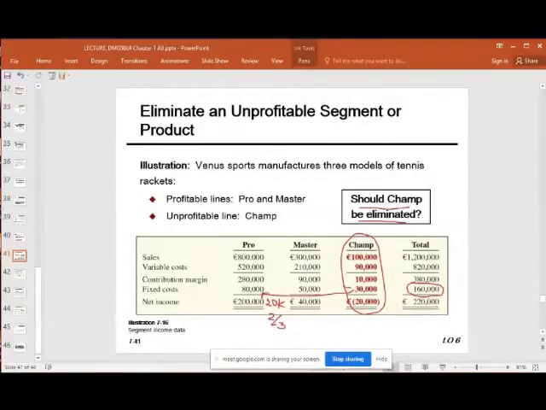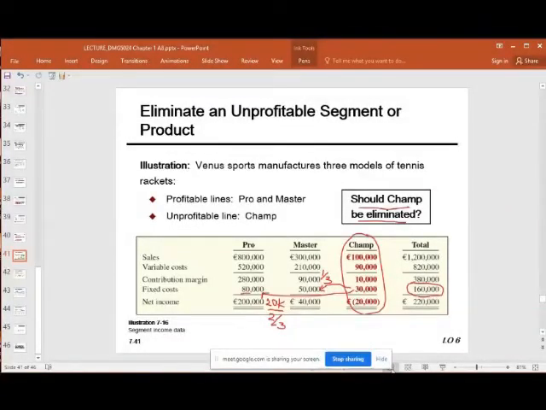And then 1/3 to Master, 1/3 which is 10,000. So your fixed cost for Pro now becomes 80,000 plus 20,000. Because it says that 2/3 to Pro, so 20,000 Pro will need to absorb it, and then 1/3 to Master. So 10,000 goes to Master.